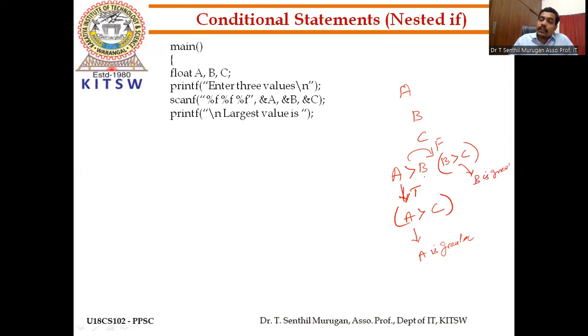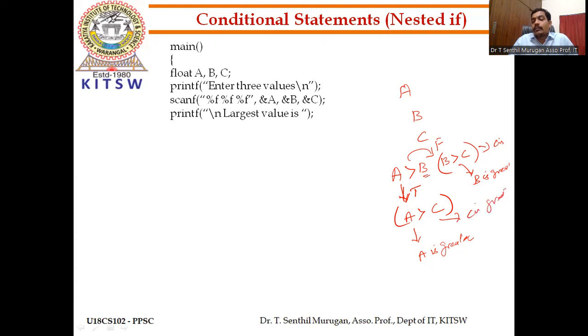Why? Because it was already compared with A, so B is greater. Now it is compared with C, and B is still greater. Compared with A and C, B is greater. If this condition fails, then C is greater. Because there is no other comparison here, it automatically comes to this point. So if this condition also fails, C is greater.